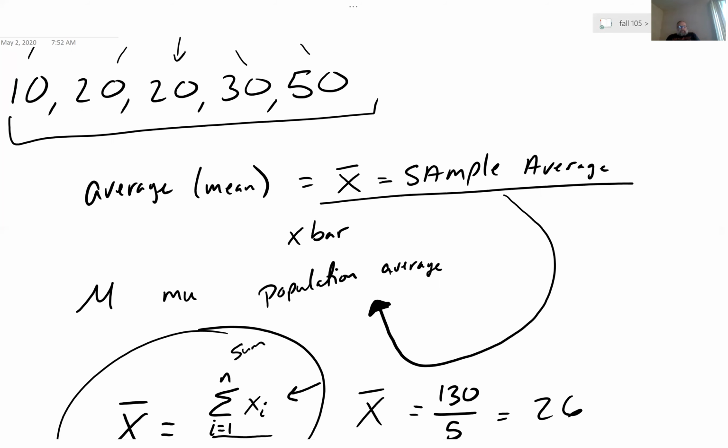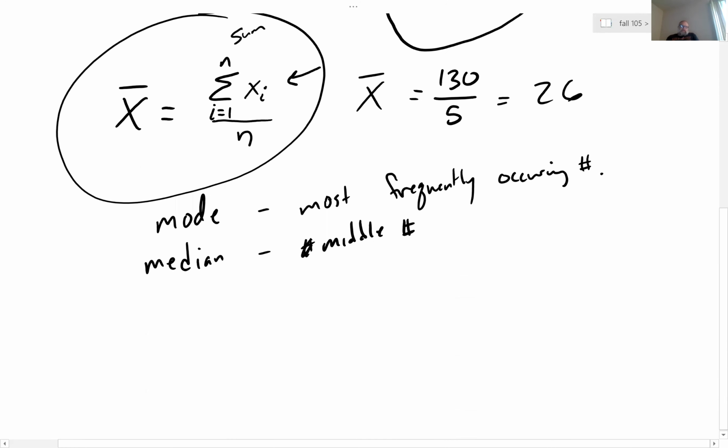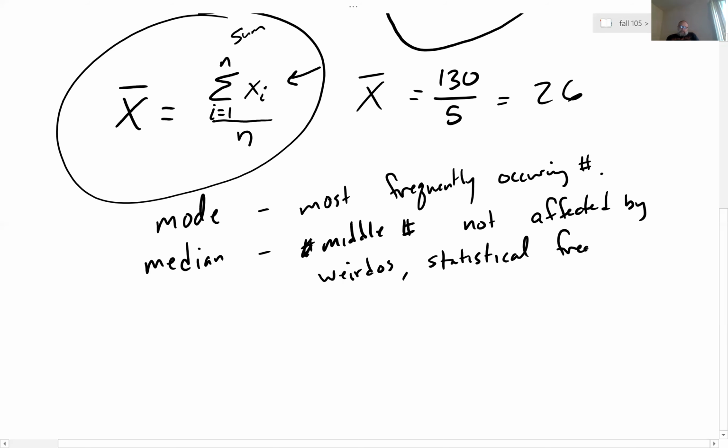That's cool. My teacher always just said, hey, there's five of them. Find the middle guy. That's the third one. I don't know. It was like we were supposed to just figure that out. But there it is. That's the middle number. And so what does that do for us? Well, this middle number is not affected by weirdos, statistical freaks, if you will. Statistical, I can't spell today, freaks, and we call those guys outliers, okay?